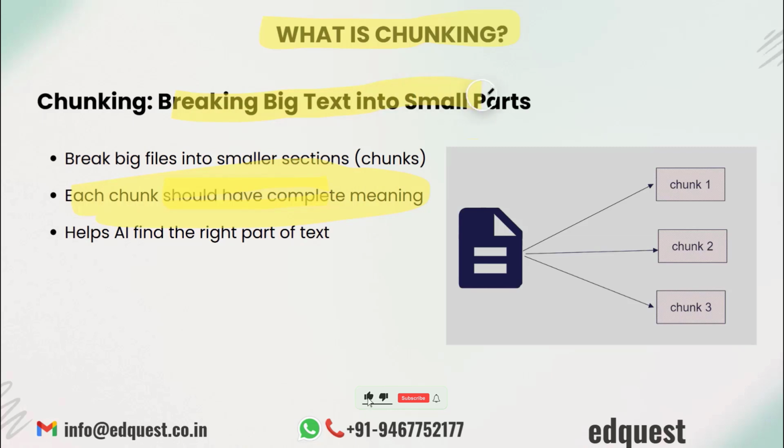Why do we do this? Because later, when a user asks a question, the AI can search only the relevant chunks instead of the entire document. This makes the process faster and more accurate. Here you can see a PDF having multiple chunks, like chunk 1, chunk 2, chunk 3, and so on.